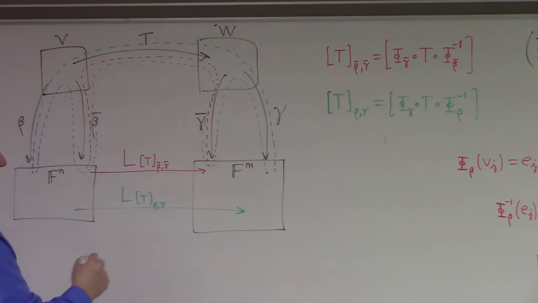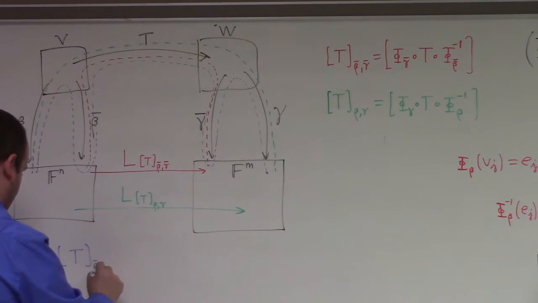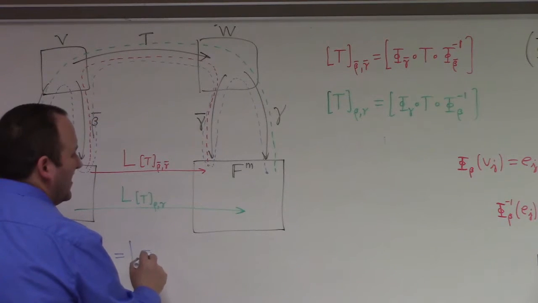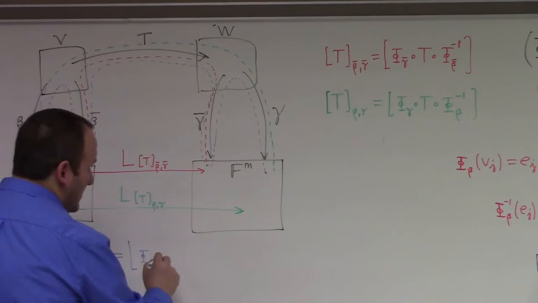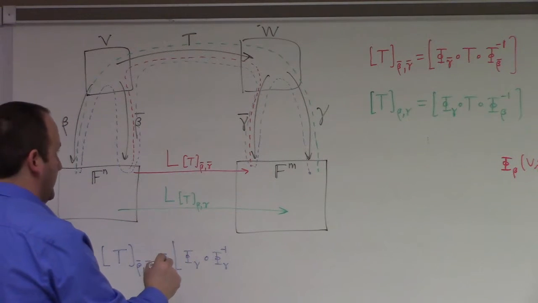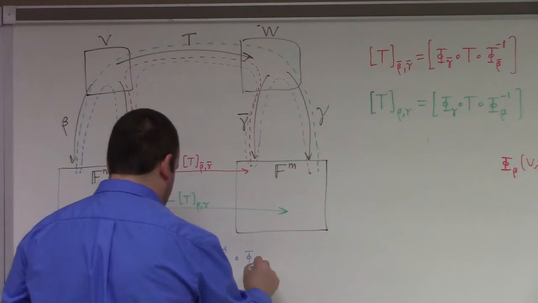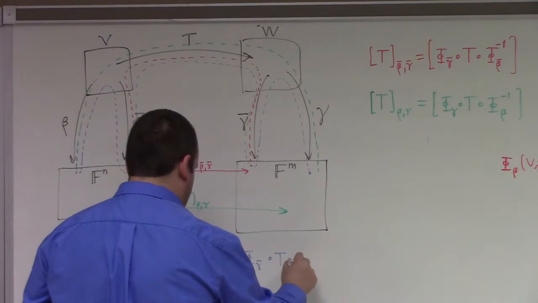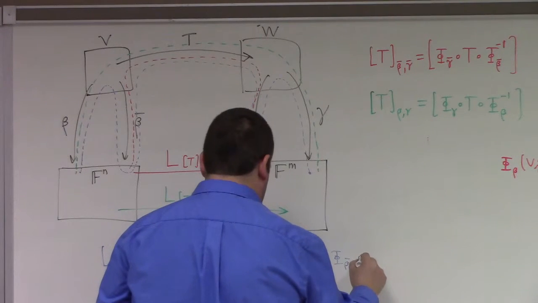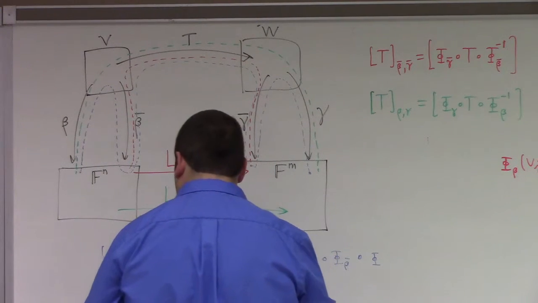So anyway, let me just go ahead and write the thing down. So what we have is T beta bar gamma bar would be the matrix of phi gamma bar composed with phi gamma inverse, phi gamma bar inverse, composed with phi gamma bar, composed with T, composed with phi beta bar inverse, composed with phi beta bar, composed with phi. Oh, I think I messed this up. I'm sorry.